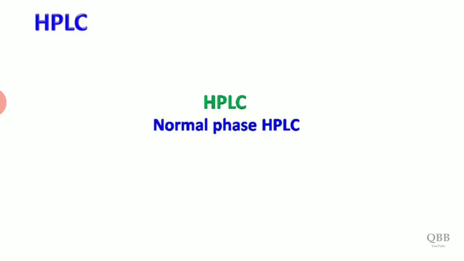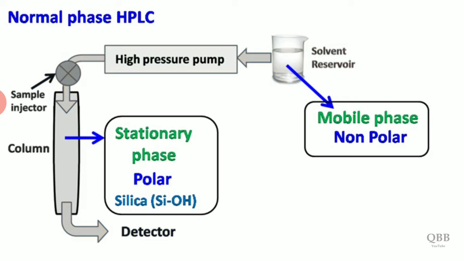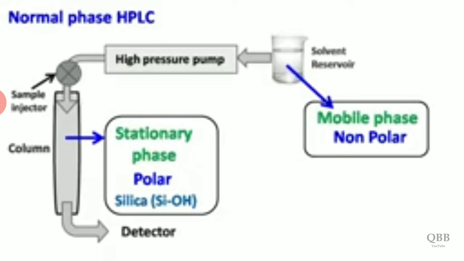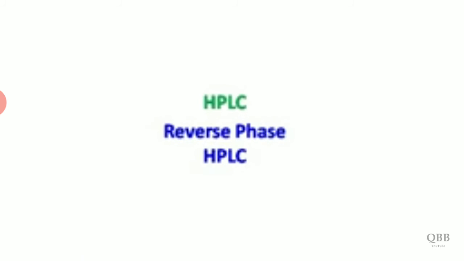Now types of HPLC. Normal phase HPLC, the first one. Here the stationary phase is polar while the mobile phase is non-polar, because as the silica has an OH group it will give more polarity to the stationary phase. So in this case what happens is the non-polar molecules, they will move down the column.